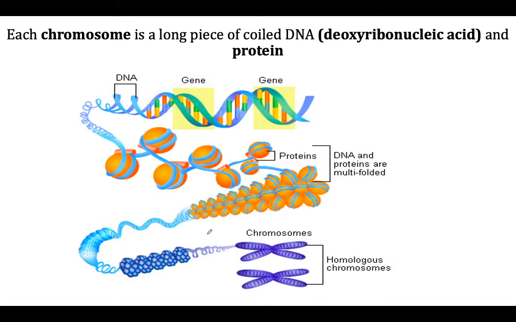To say this one more time, each chromosome that we see at the bottom here is a long piece of coiled DNA. The long word for it is deoxyribonucleic acid. You don't have to know that, but if you're going on in science, you will know that. So a chromosome is DNA and protein coiled together.